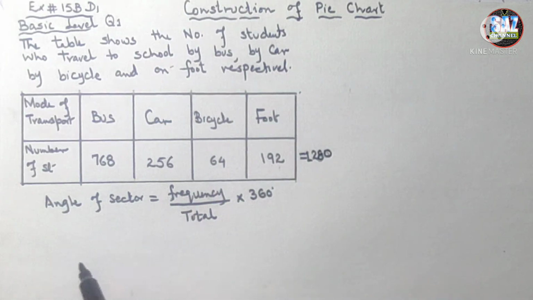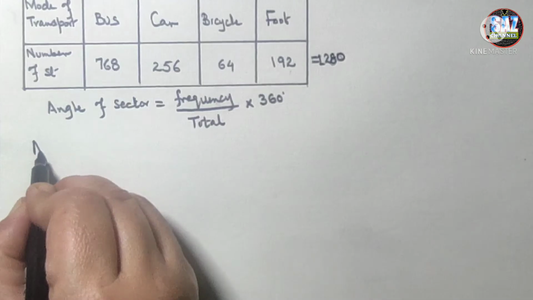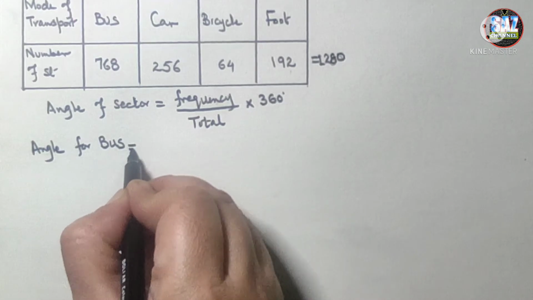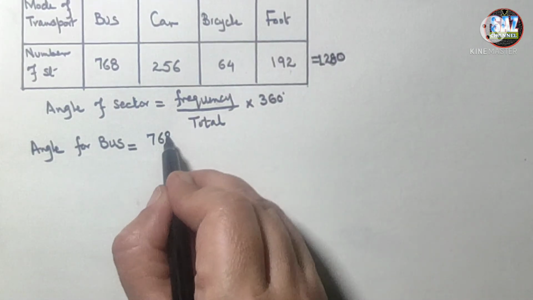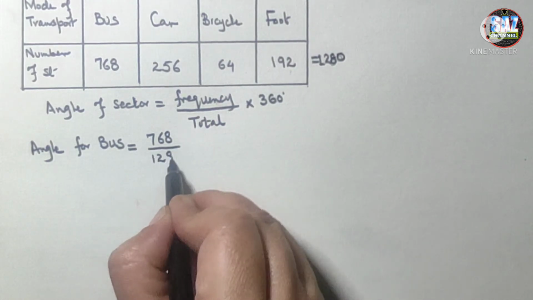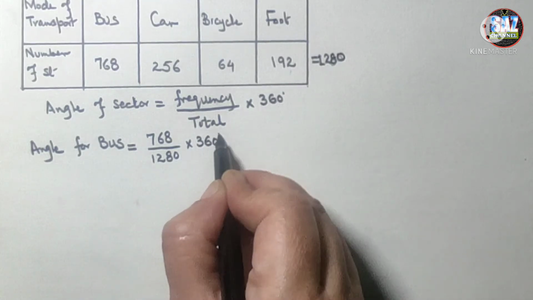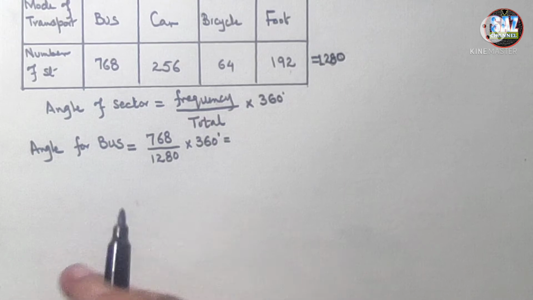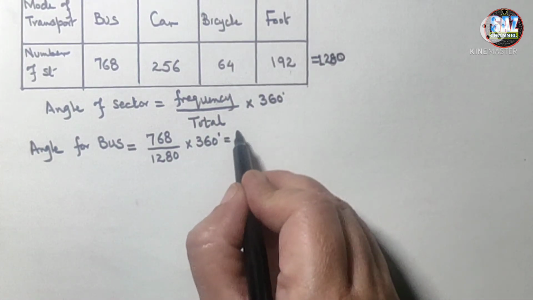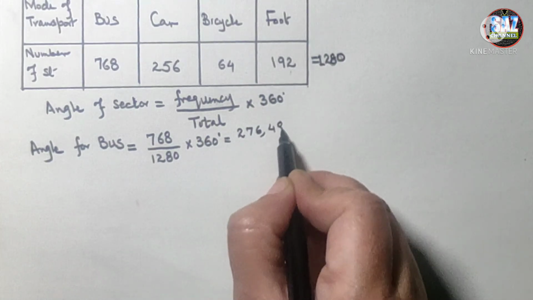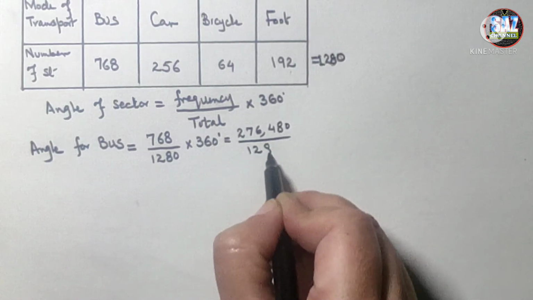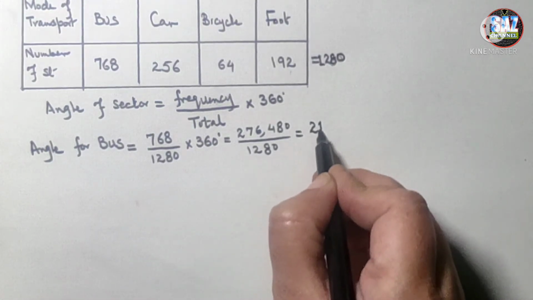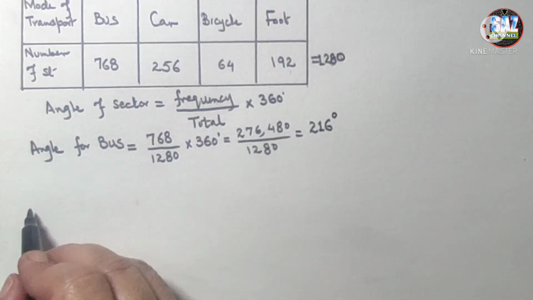Now, for the construction of the pie chart, we have to find the angles of the different sectors. The angle for the sector bus, for the number of students who come by bus, is 768 divided by 1280 multiplied by 360 degrees. 768 multiplied by 360 is 276,480, and dividing this number by 1280 gives me 216 degrees.